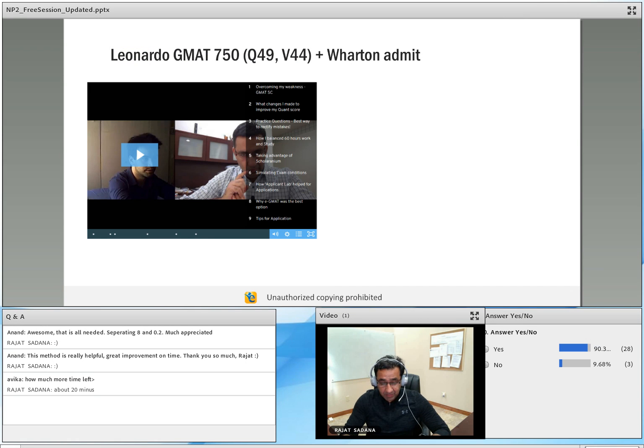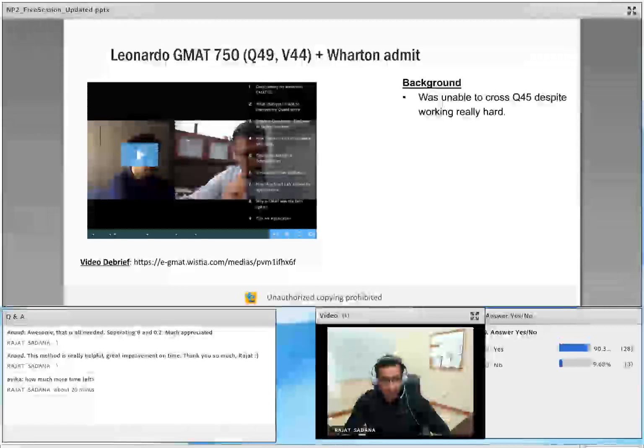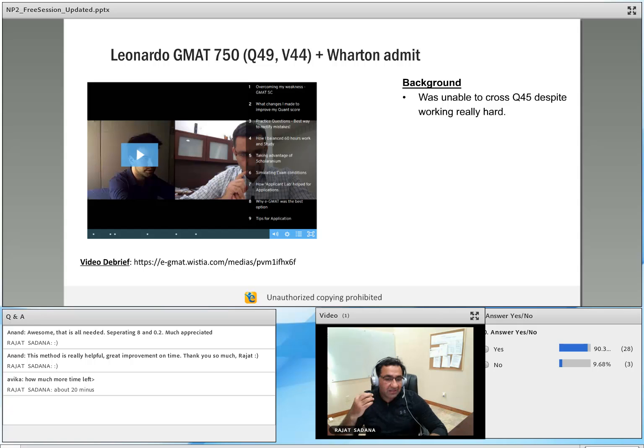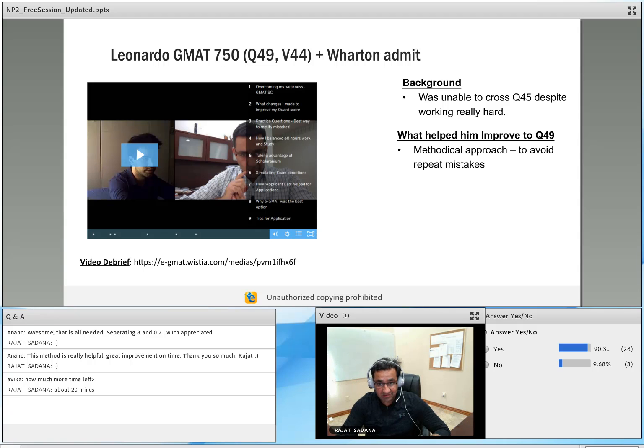Then it's about people who are struggling with math. Here's an example of a guy called Leonardo. He was able to get to a Q45, but struggled beyond that. Again, he had the foundation. He knew that your dividend is equal to divisor times quotient plus remainder. But when it came to applying it on complex questions, he struggled.